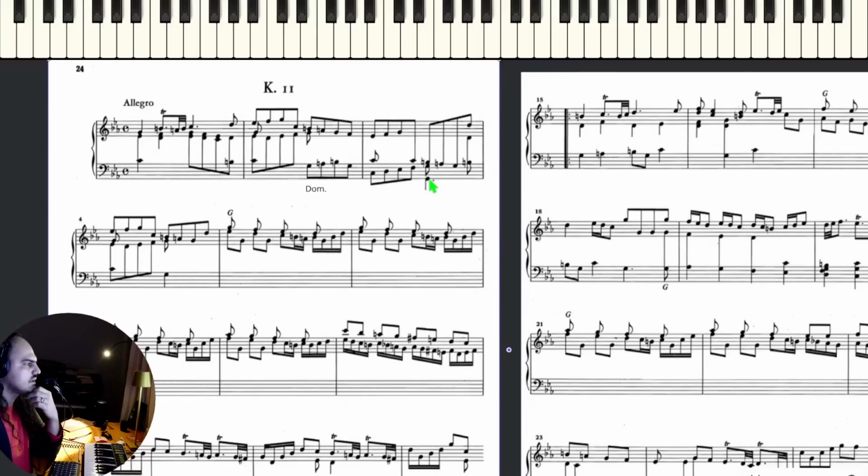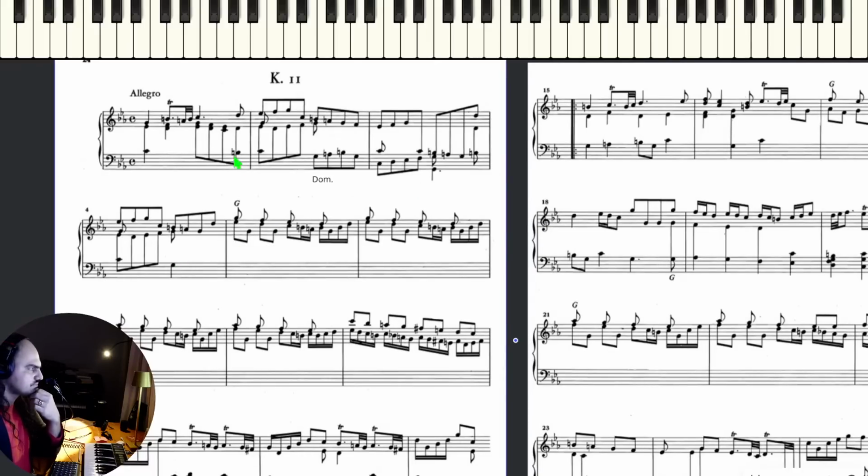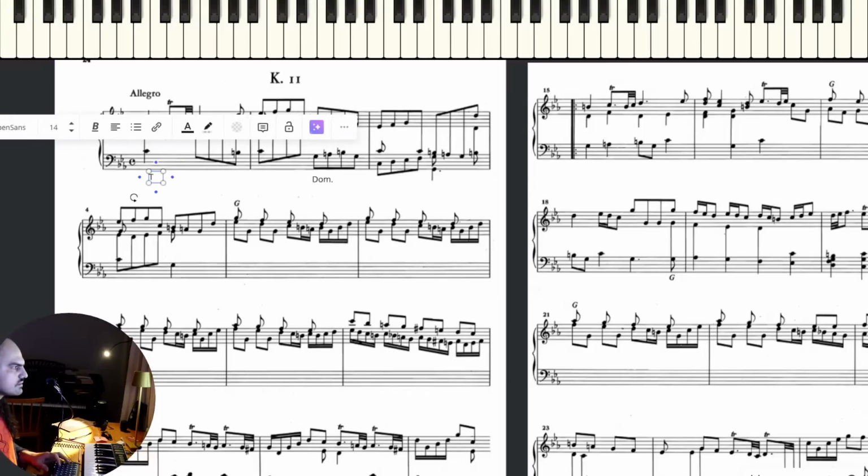So the key here is that this example shows how everything is about understanding the chord, and then you know in which key you are. Basically, we have two functions here. So the tonic and the dominant.